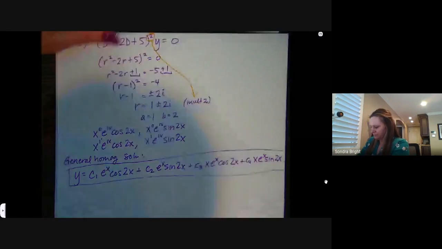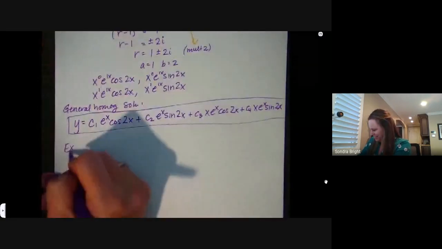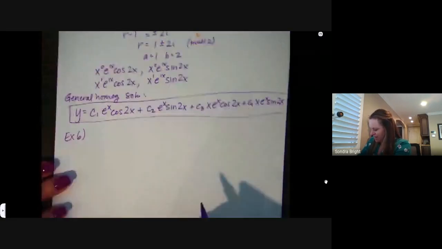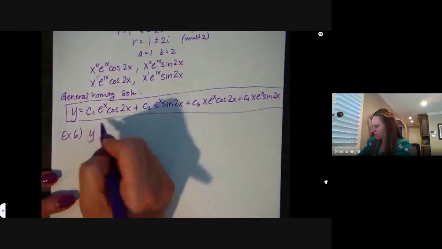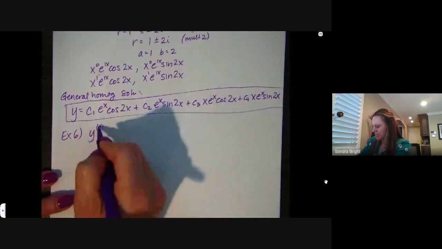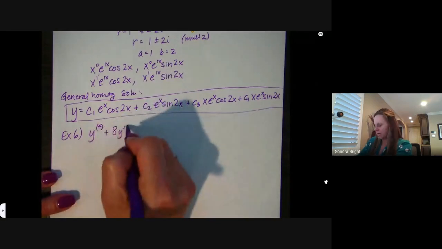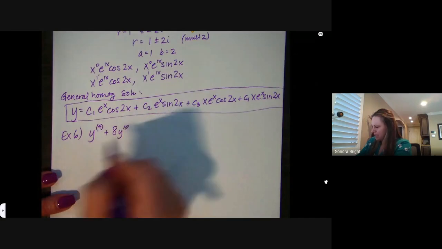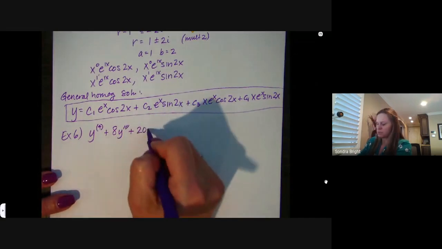Let's do another example. Because I'm just full of examples today, apparently. All right. How about if I ask you to solve the differential equation, the 4th derivative on y plus 8 times the third derivative, just kidding, that's 3, plus 20 times the 2nd derivative of y is equal to 0.